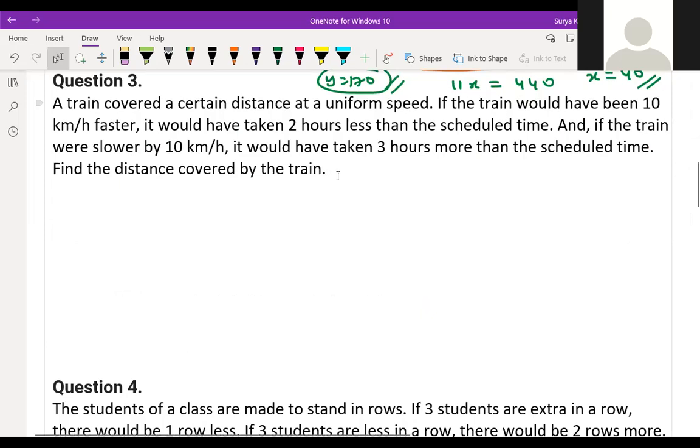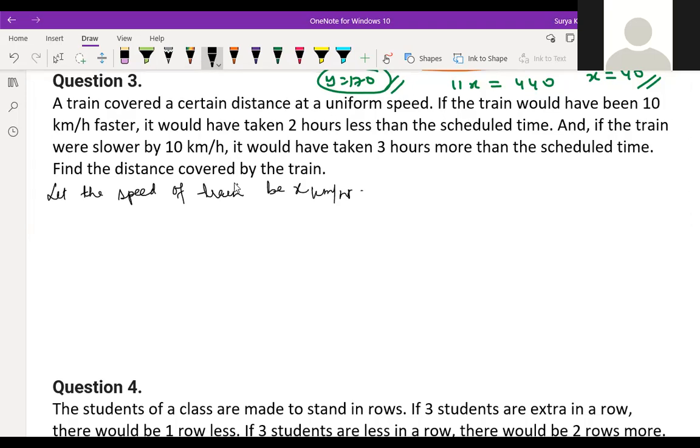A train covered a certain distance at a uniform speed. If the train would have been 10 km/h faster, so before that, let the original speed be x. Let the speed of the train be x km/h.